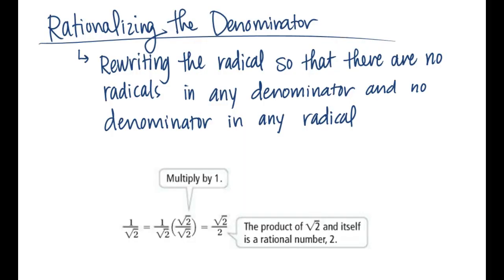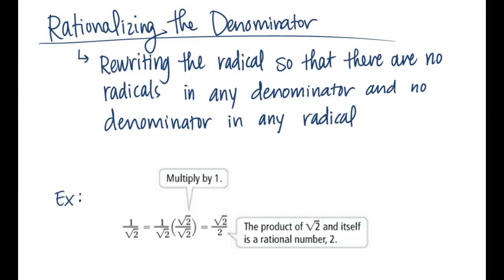Another way to simplify a radical expression is to rationalize the denominator. And this means we would rewrite the radical so that there are no radicals in any denominator involved and no denominator in any radical. We have talked about this briefly so far this year, but now we're officially going over it. So here's an example that I suggest you write down in your notes.